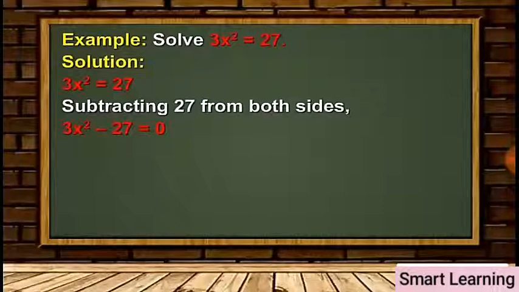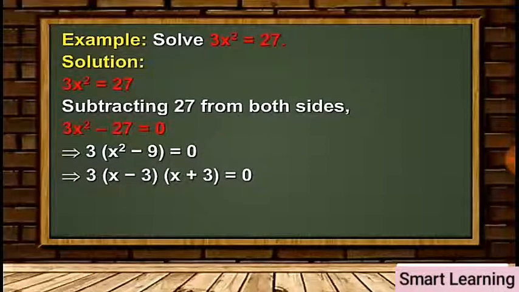This factor is extracted and written outside a pair of brackets. The contents of the brackets are adjusted accordingly. 3x square minus 27 is equal to 3 into x square minus 9 is equal to 0. Notice here the difference of two squares which can be factorized as 3 into x square minus 9 is equal to 3 into x minus 3 into x plus 3 is equal to 0.